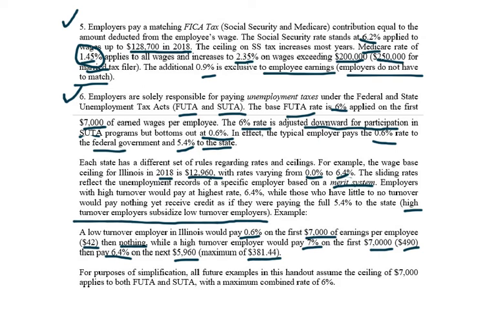So that's somebody who was at the top of the scale. Obviously, there would be examples of businesses that are in the middle of that scale, but you get the idea. Now, to simplify things, for purposes of simplifying all this, everything is going to be assumed with a $7,000 ceiling applying to both federal and state, and the maximum combined rate is 6%. Just a simplifying assumption. Just letting you know, though, when you take this out into the wild, so to speak, things can get a little bit more difficult.